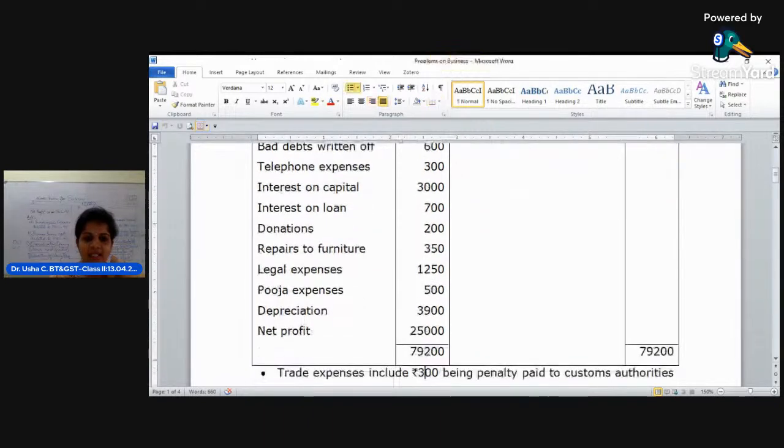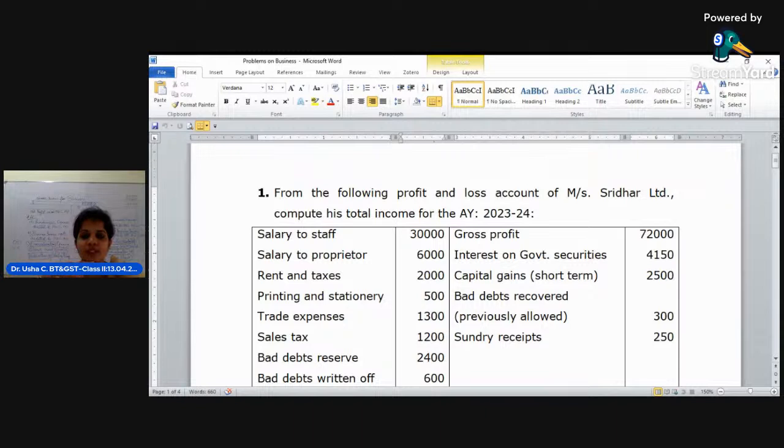Then further, they have given depreciation of 3,900, net profit of 25,000. Before that, on the right side they have given gross profit 72,000, interest on government securities 4,150, capital gains short term 2,500, bad debts recovered which was allowed previously 300, sundry receipt 250. I'm just reading this problem, but we have to analyze first.